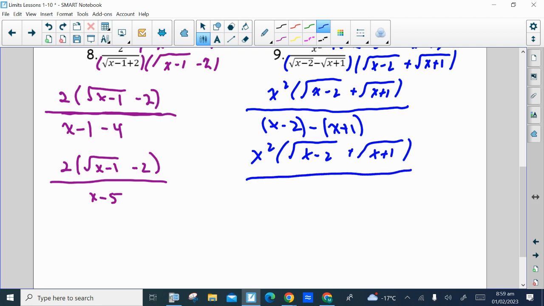And on the bottom, the x's will cancel. When you remove the brackets, the negative sign in front of that second bracket changes all the signs inside. So you'll get x, take away x, which cancels, and you'll get negative 2, take away 1, which is negative 3. And there's the final simplified answer.